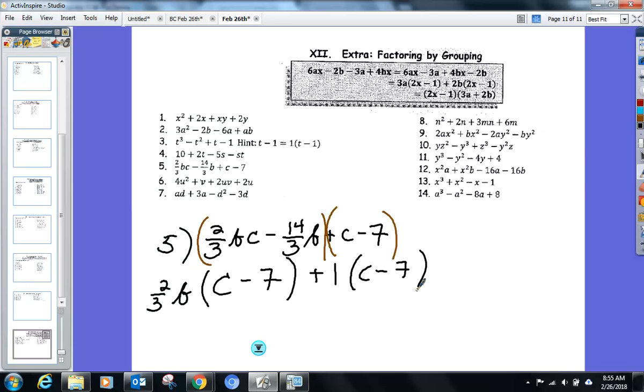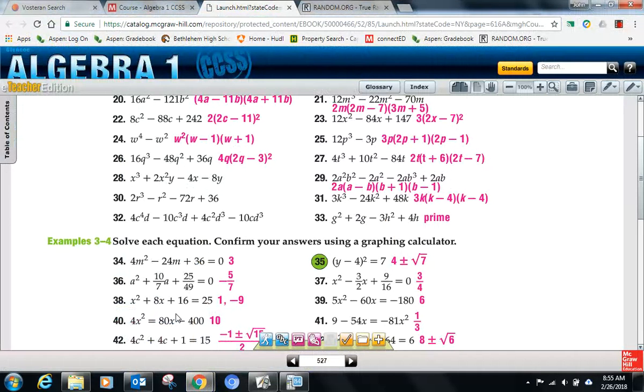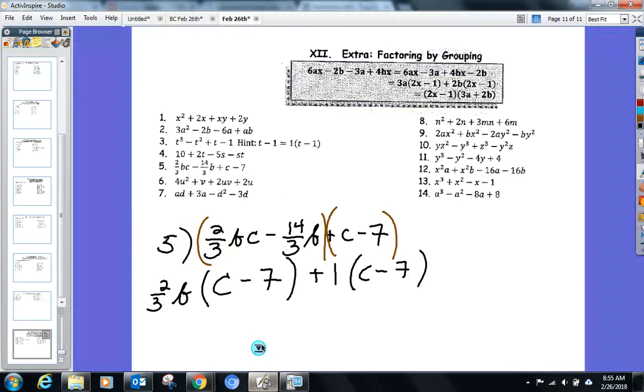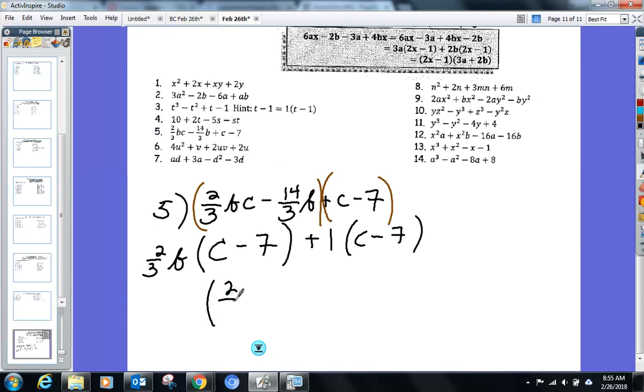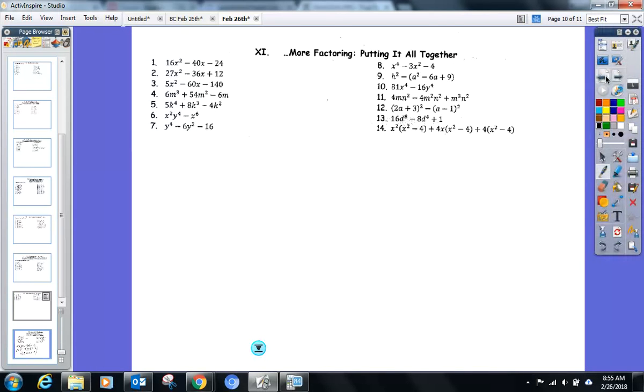So you've grouped. Just put it together now. Finish grouping. Go ahead, 15, finish grouping for me. 2/3 b plus 1 in one parenthesis and C minus 7 in the other one. Okay. We okay there, other than the fractions? Nothing new there. All good? Come on, let's grind now. Let's grind. Section 11, number 5.